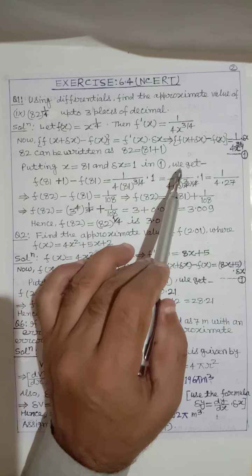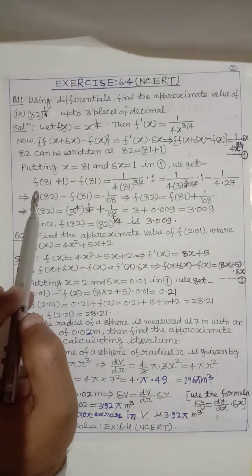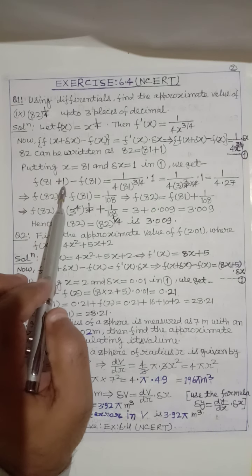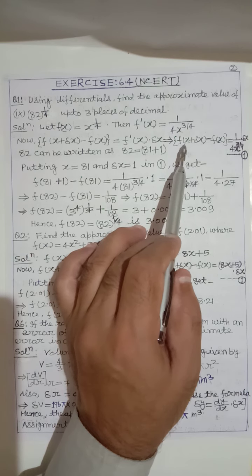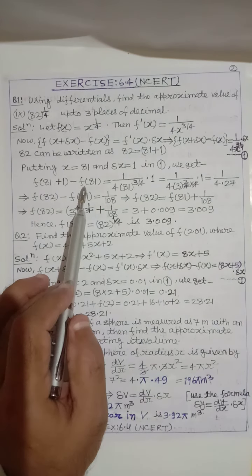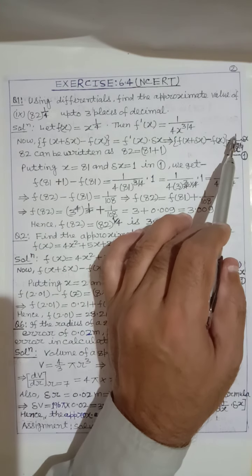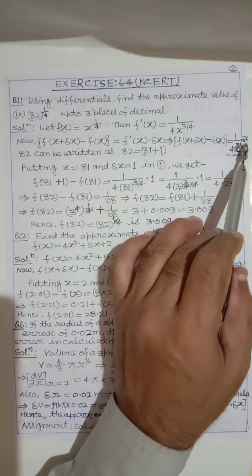and putting in 1 we get f of 81 plus 1 minus f of 81, and this is equal to 1 by 4 x to the power 3 by 4 into del x.